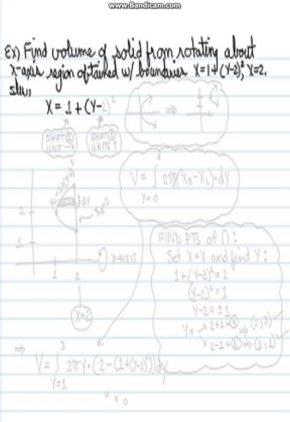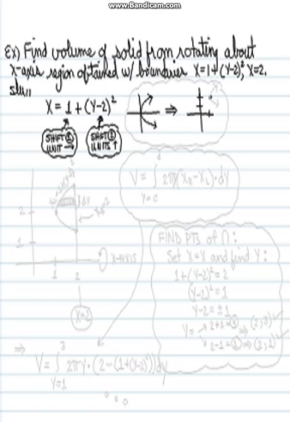First we're going to graph x equals 1 plus (y minus 2) squared. We're shifting 1 unit to the right and 2 units upwards, because this is a variation of the basic graph x equals y squared, which is a sideways parabola with the vertex at the origin opening to the right. So we shift it 1 unit right and 2 units up, and draw the graph.